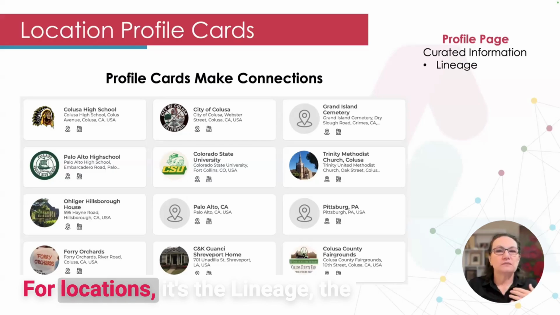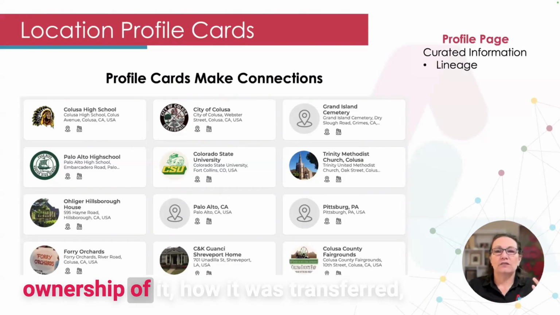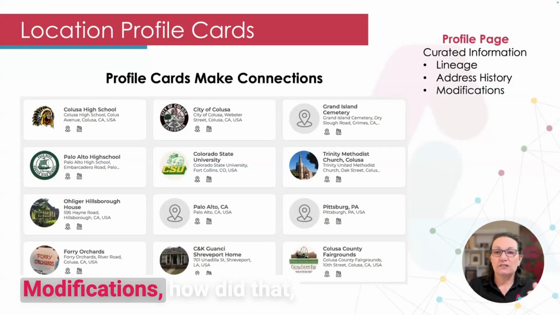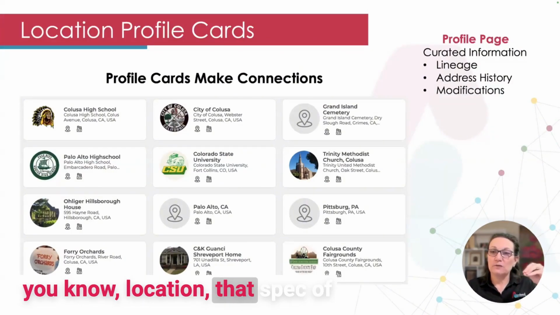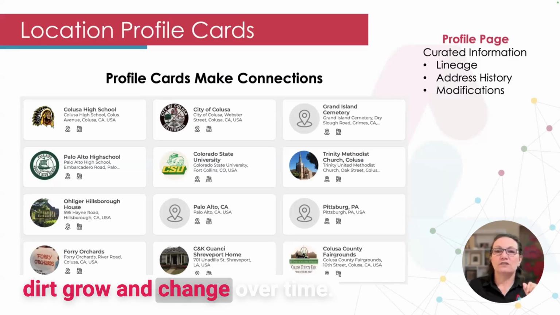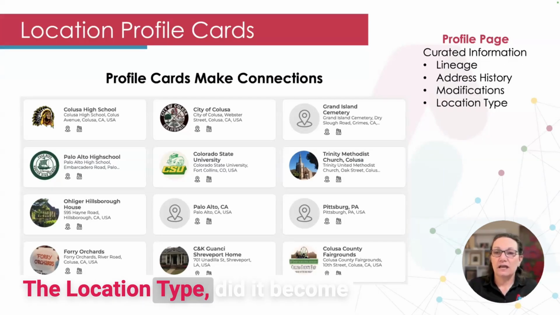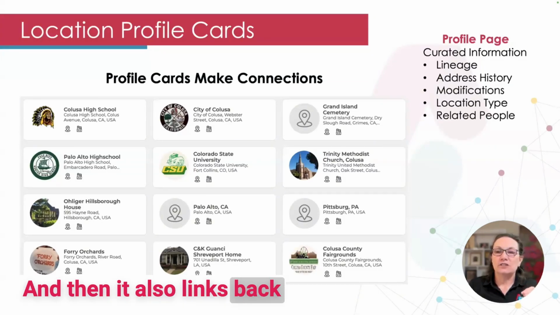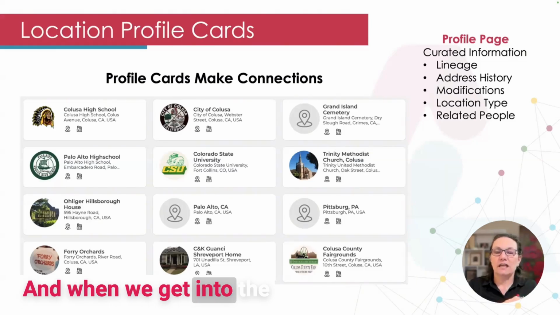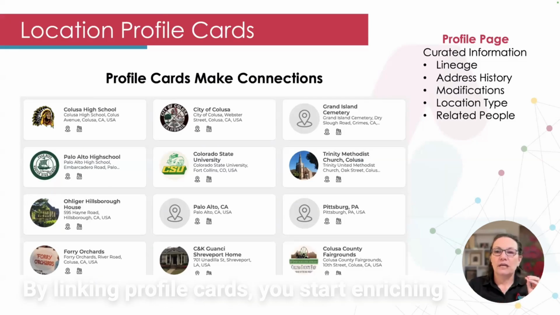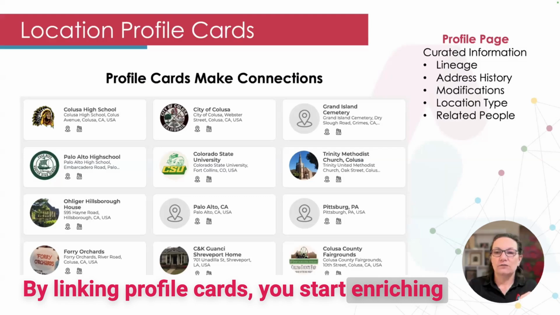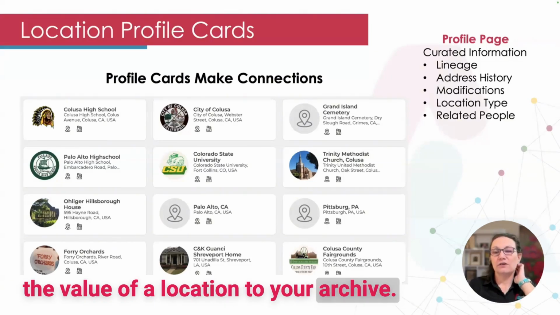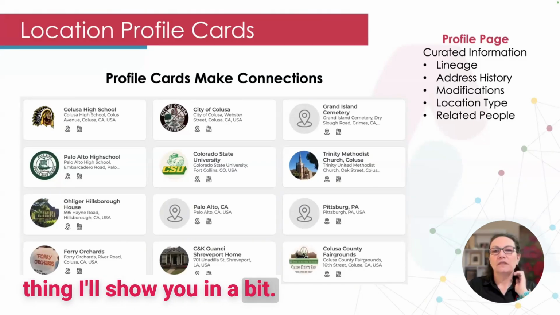For locations, it's the lineage, the ownership of it, how it was transferred, address history, boundary changes, modifications. How did that location, that speck of dirt, grow and change over time? The location type, did it become a farm and then a Starbucks? And then it also links back to all the related people. And when we get into the application, I'll show you how by linking profile cards, you start enriching the value of a location to your archive. So that's a neat little thing I'll show you in a bit.